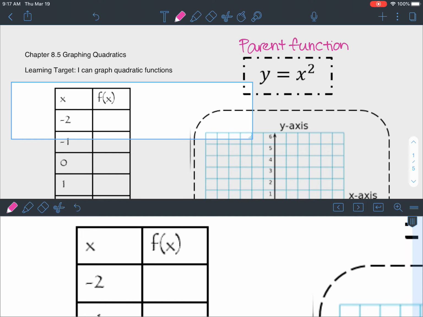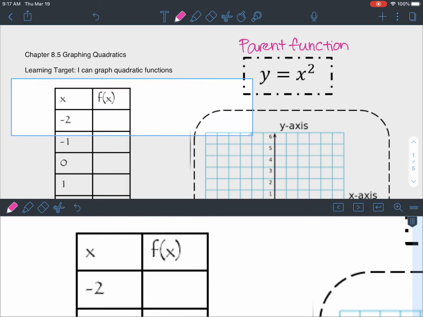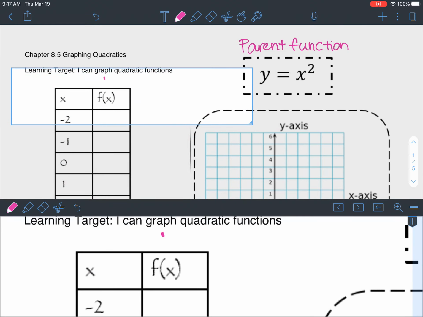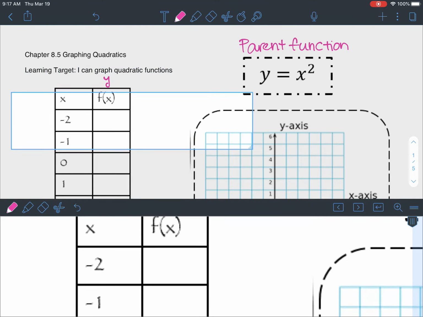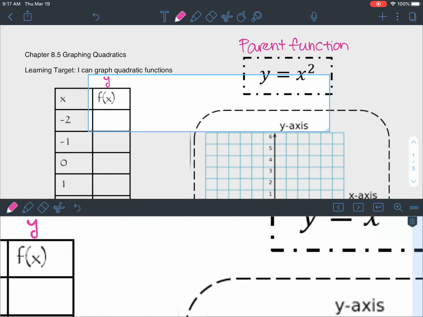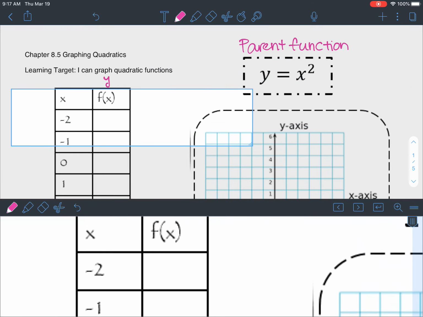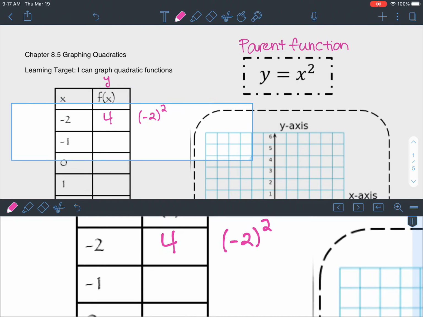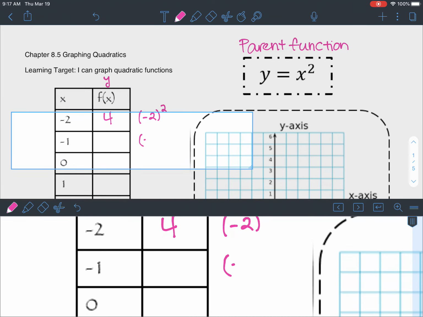When I create my table of values, if you can see over here on the left side of this table, I have all my x values. And then on the right side, I have f of x. This is basically just another name for y, which you should have already been comfortable with. You've seen that in other classes. So I'm going to take -2 and plug it into my parent function. -2 squared gives me the value of 4. So 4 is my f of x value, that's my y value here.